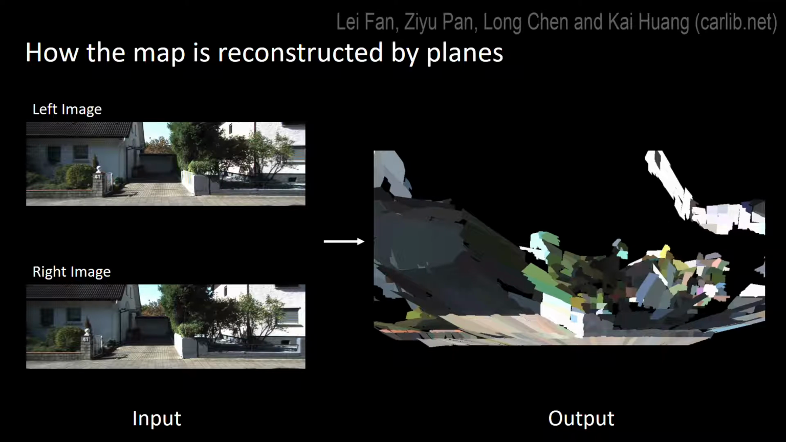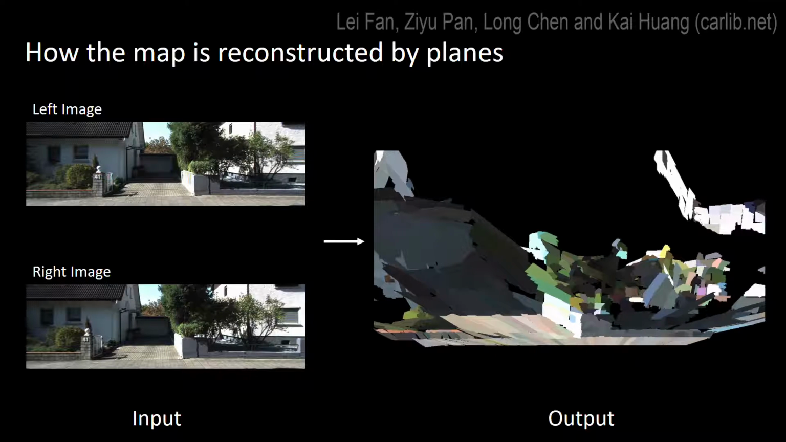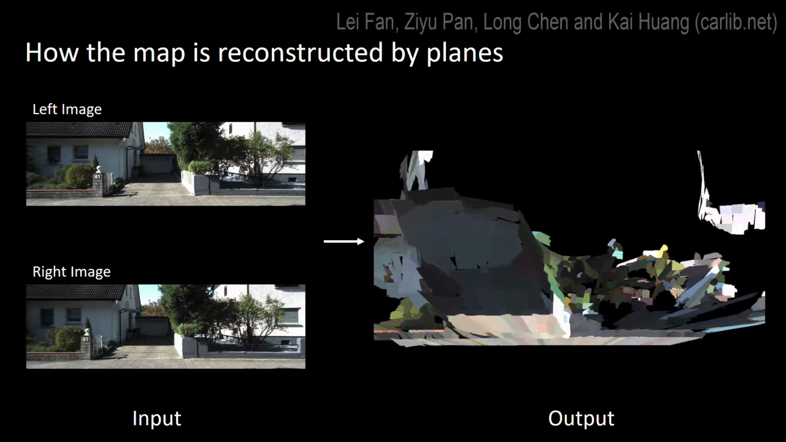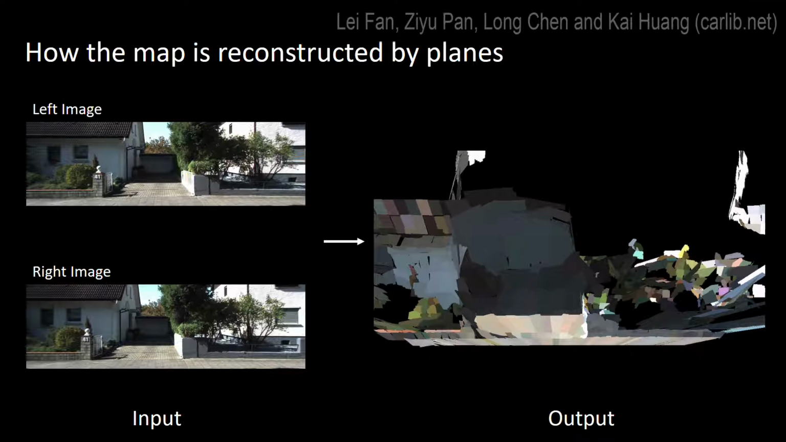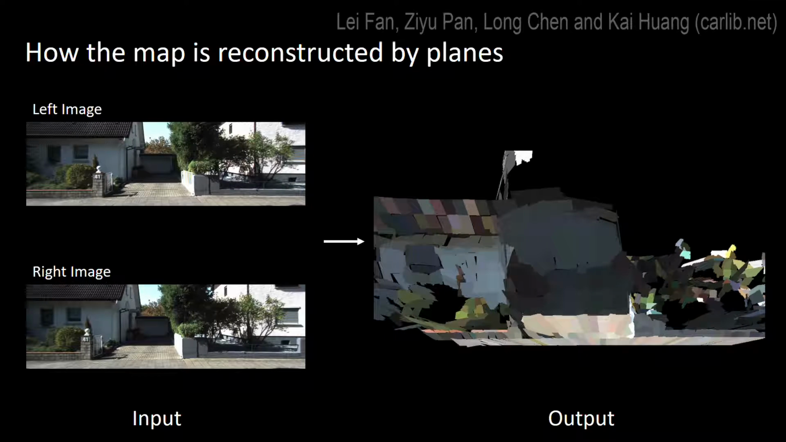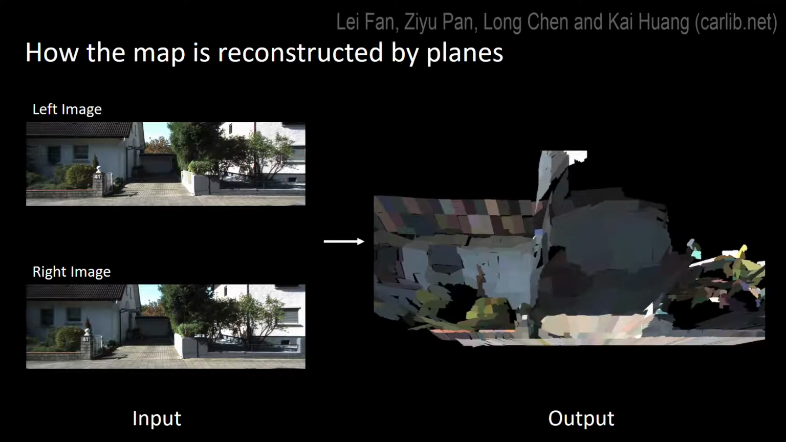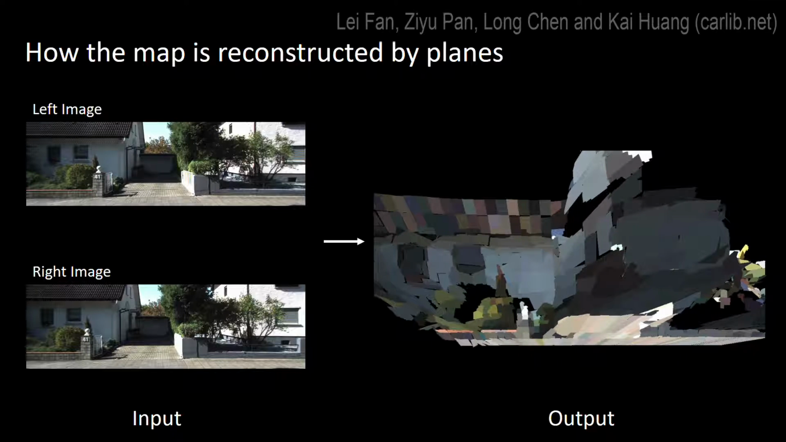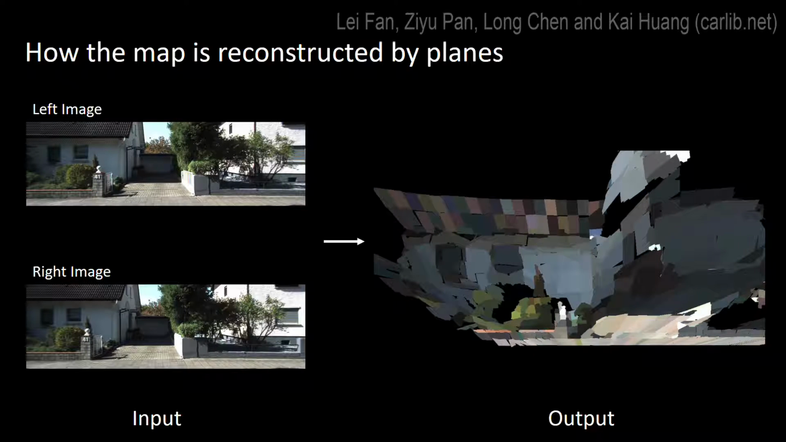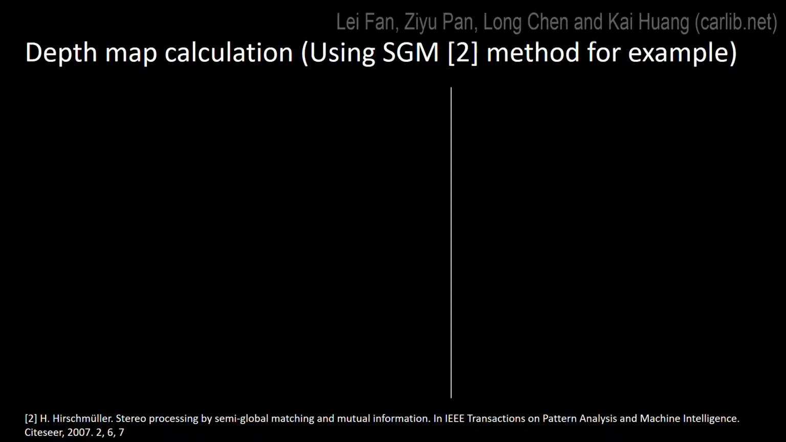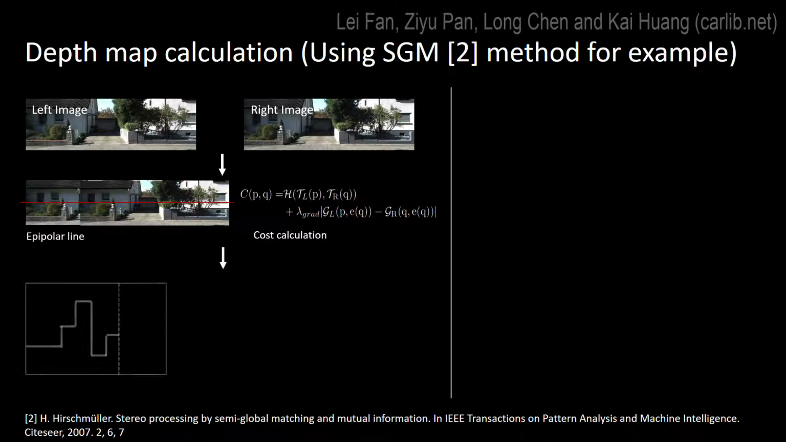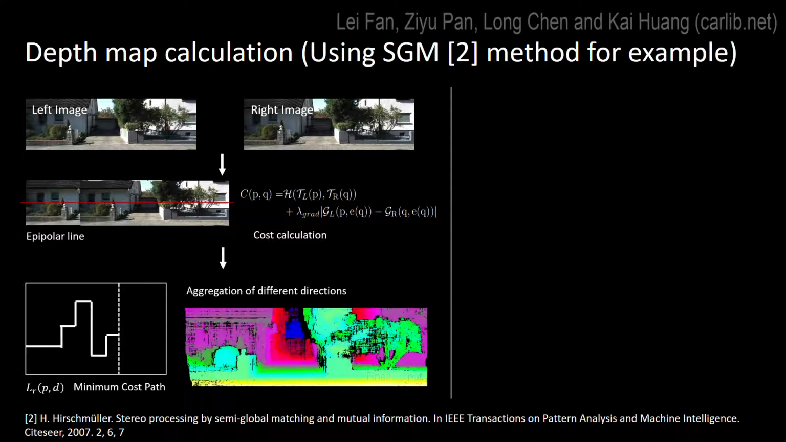The input of our method is a stereo pair. The output is a 3D representation of the scene with Planecells. Our method starts from the depth calculation. The depth map can be calculated with different approaches or directly inputted at the beginning. We use the semi-global matching method for example.